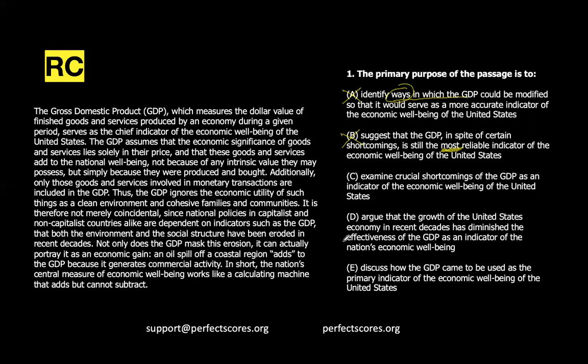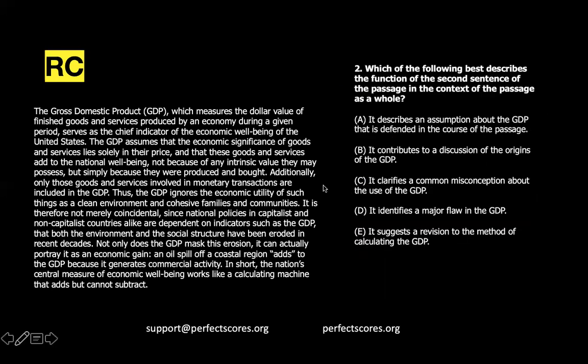Okay. D. Argue that the growth of the US economy has diminished effectiveness of GDP as an indicator. Do you think the cause-effect relationship is correct? No. All right. And E, discuss how it came to be used. No, it doesn't give you the history of how we started using the GDP. So that's very good. C is the answer, and you were able to do this very quickly. That's very good.